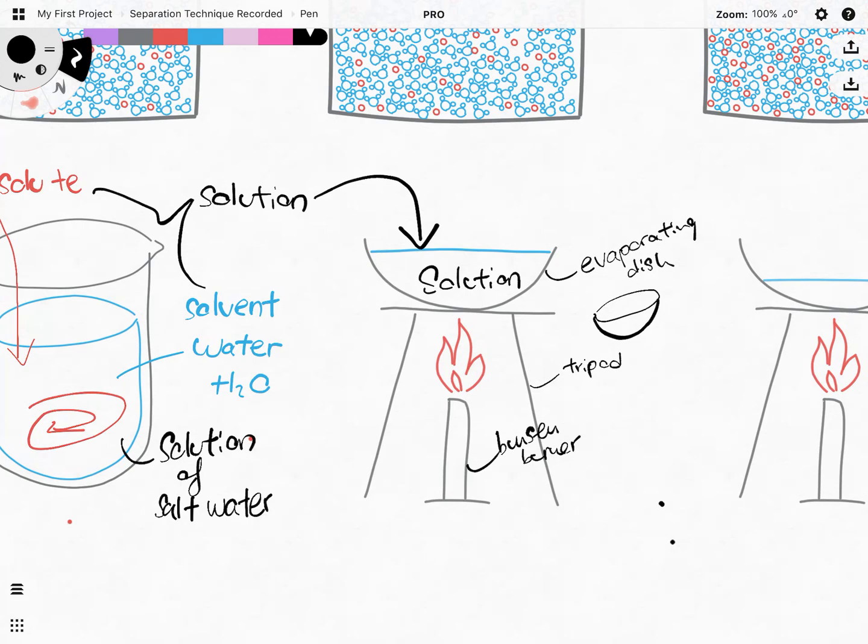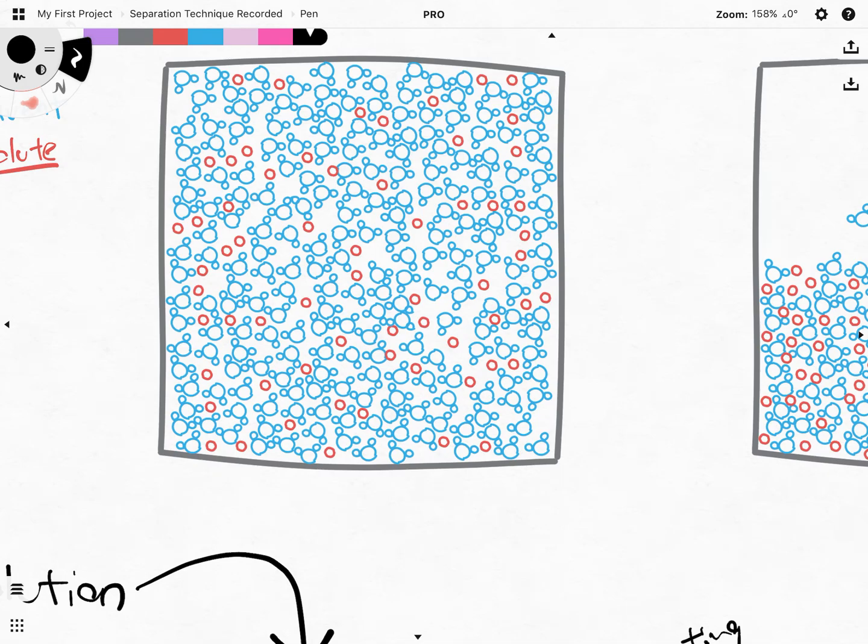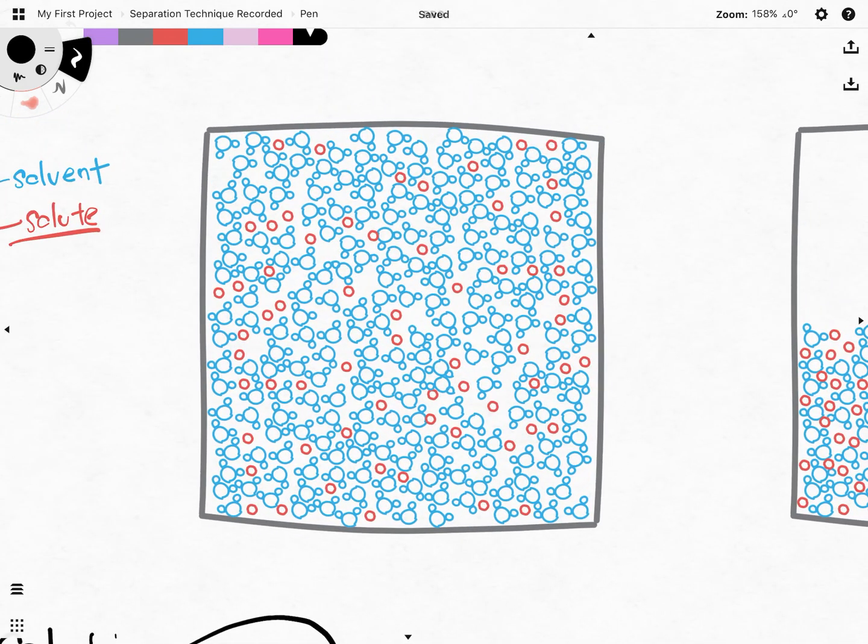And so what you find here, this is the solution. The solution contains both the solute and the solvent. It is now inside the evaporating dish, and I'm going to turn up the heat. Here I've turned on the Bunsen burner, and now it's beginning to heat up the solution. Let's look on a microscopic level at what this looks like. Here you find, again, the solution.